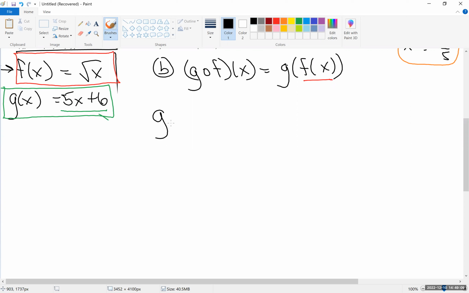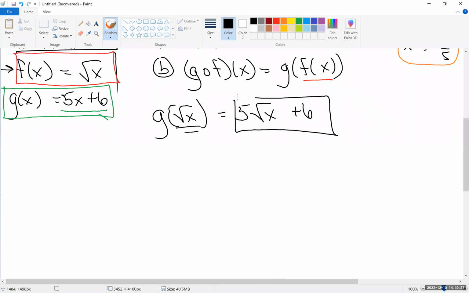This is going to be g of the square root of x, which is equal to, well, we go to g. I see a 5, we write a 5. We see an x, we write the square root of x. And then we see a plus 6, we write plus 6. This is your answer for part B, g of f of x.